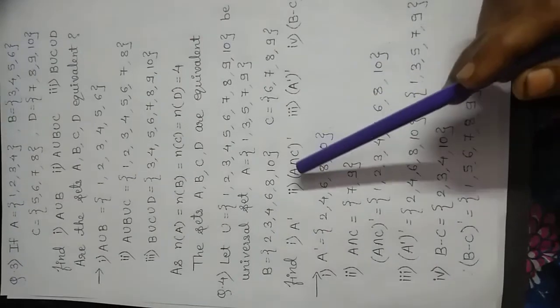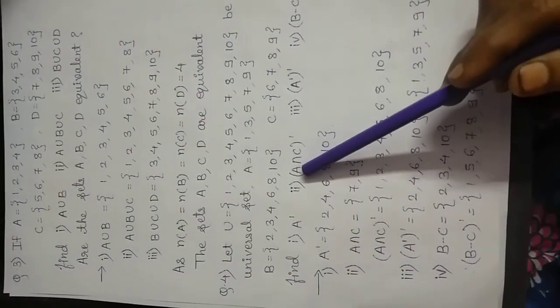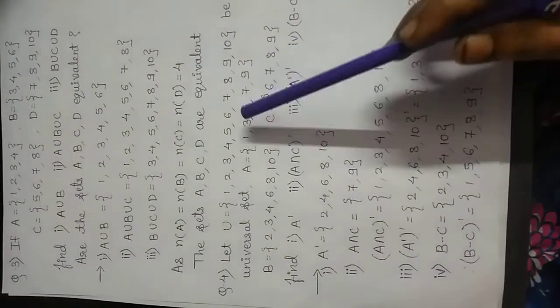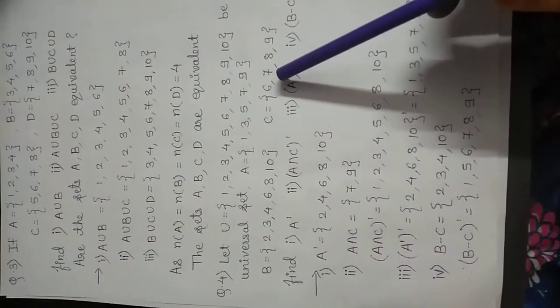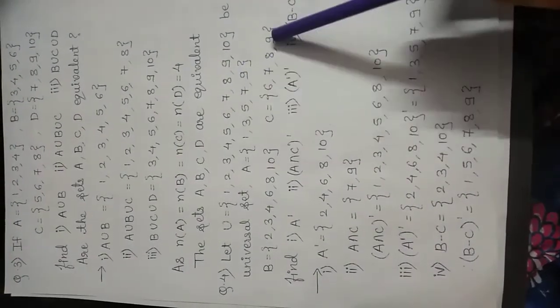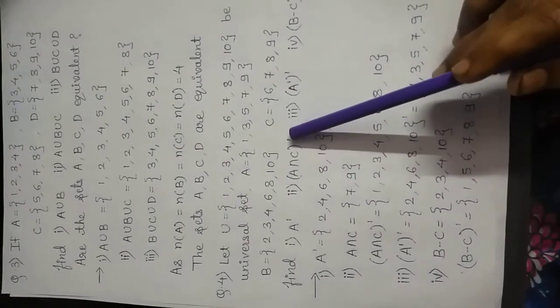Now next question, (A intersection C) complement. So first we will find A intersection C. That means the common elements of A and C. So the common elements are 7 and 9, which are present in both. Now we will find the complement.